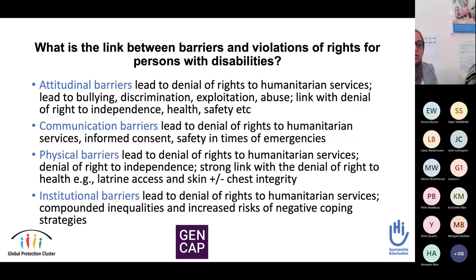Physical barriers lead to denial of rights to humanitarian services when, for example, no action is taken to make any adaptation or improve access to specific services or locations. For example, if persons are unable to access a latrine, that might lead to a lot of skin complications and a lot of complications such as chest infections.